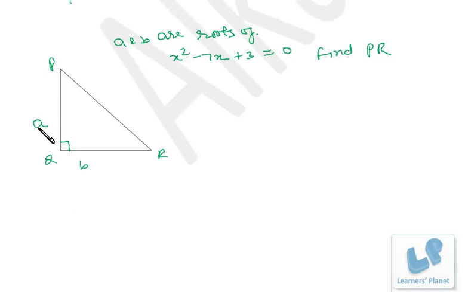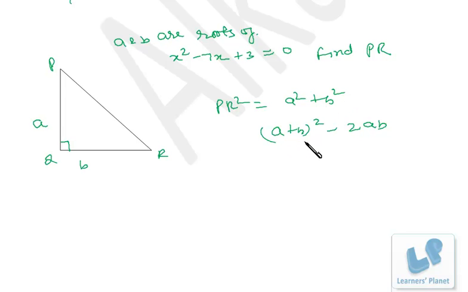Now we have this question. A and B are legs of this right triangle PQR, and simultaneously A and B are roots of this equation. We have to find out length of the hypotenuse, that is PR. Now what? See, PR square is A square plus B square, isn't it? Now A square plus B square can be written as A plus B whole square minus 2AB. If we open it, A square plus B square plus 2AB we will get. So that 2AB and minus this 2AB will be cancelled and we'll be getting A square plus B square.